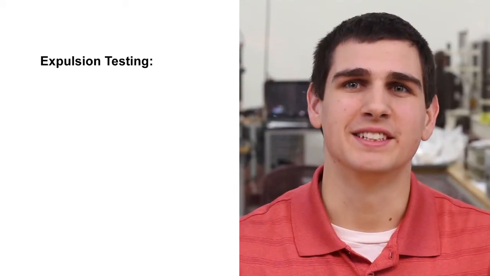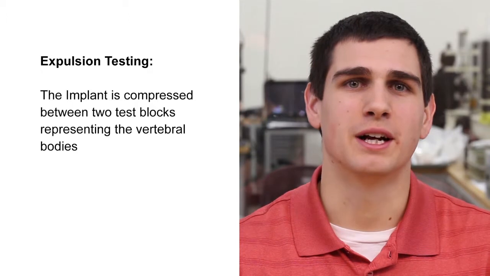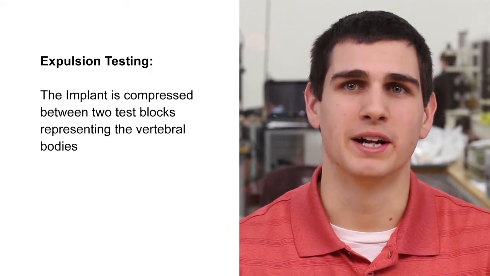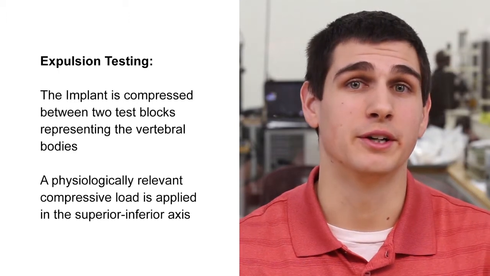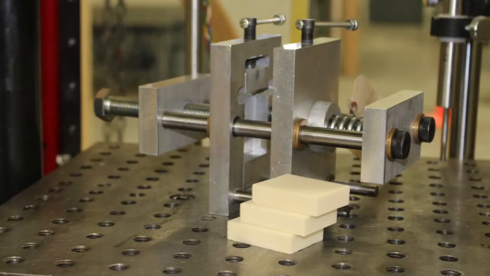Under expulsion testing, the implant is compressed between 2 test blocks representing the vertebral bodies, and a physiologically relevant compressive load is applied to the superior and inferior axis. Then a load is applied to the implant in the direction of expulsion, causing translation of the implant. Typically, test blocks are made of 15 PCF, pounds per cubic foot, polyethylene. Testing measures the resistance to linear translation between the test blocks.